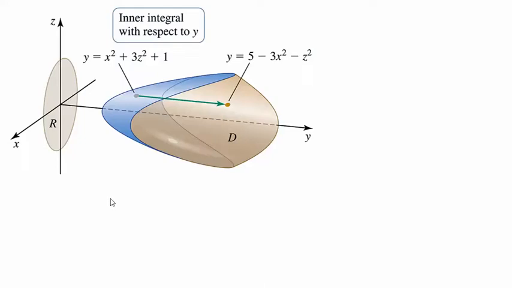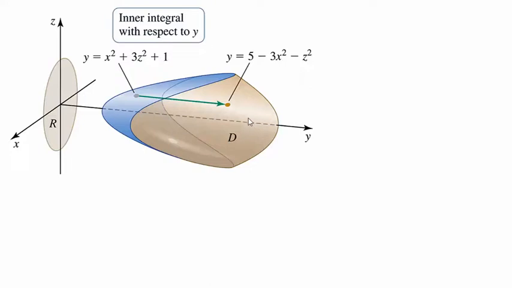In this figure, we have two surfaces. We have this blue surface right here, given by y equals x squared plus 3z squared plus 1. And then we have this tan surface right here, given by y equals 5 minus 3x squared minus z squared. It might be worth it to go to a 3D graphing utility and put these in so you can manipulate it, move it around and look at it. It does have some symmetry around the y-axis.